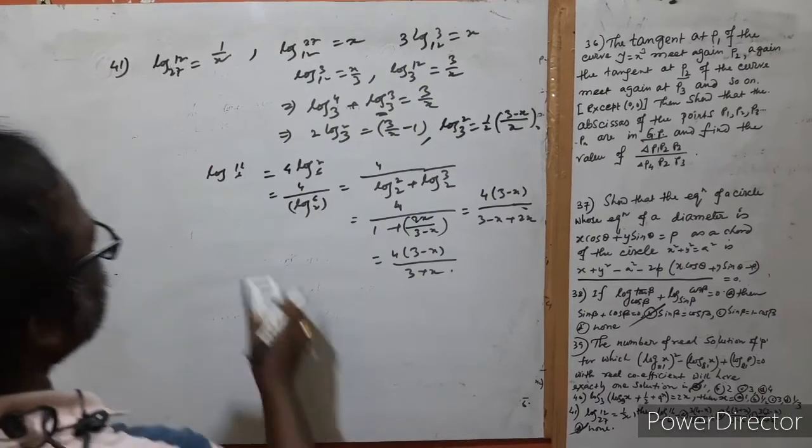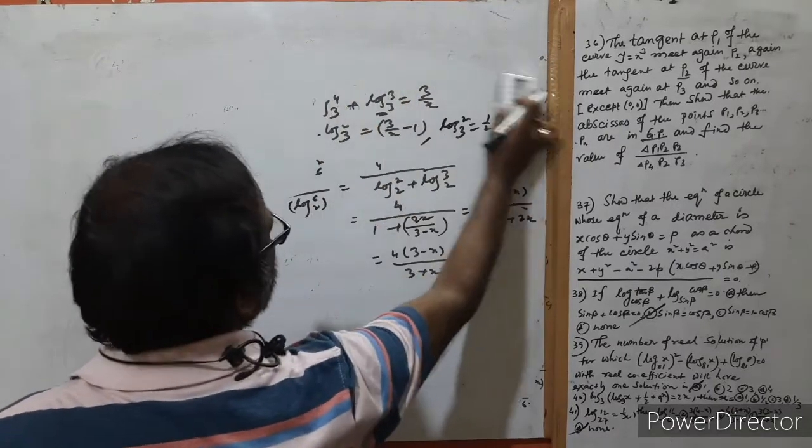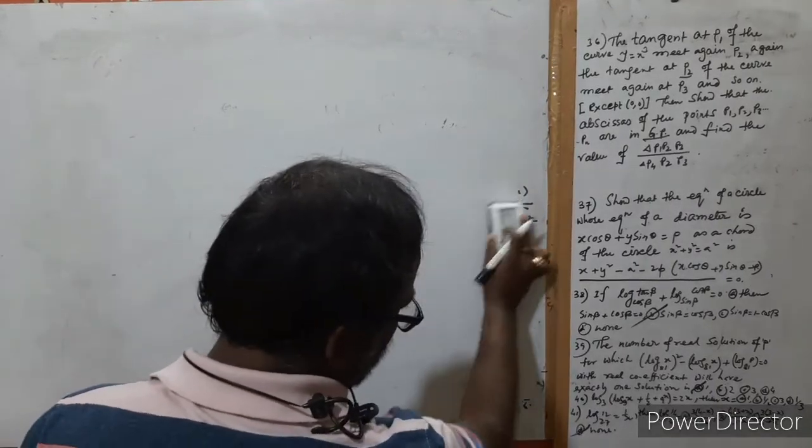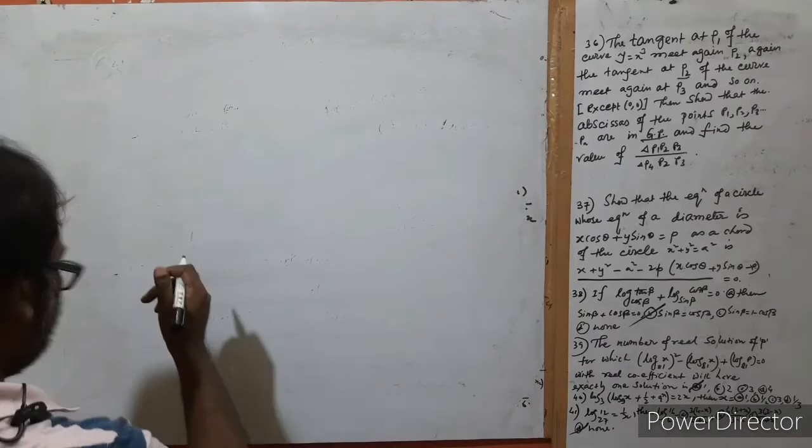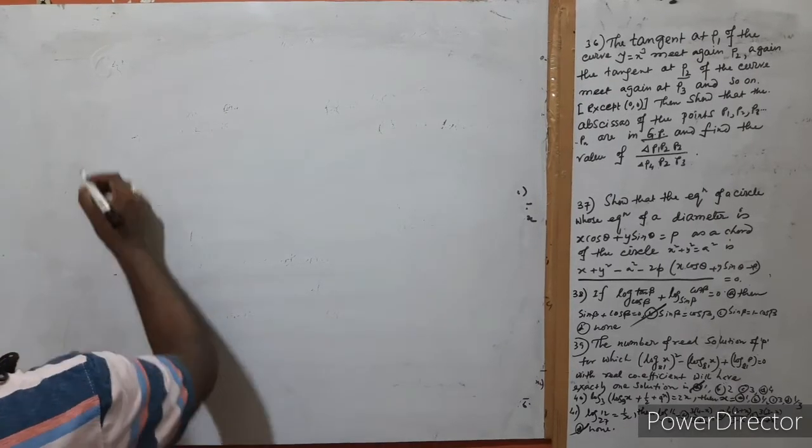Okay. Now the next question is 40. I think you have already understood all these questions. Now follow 40. Okay.